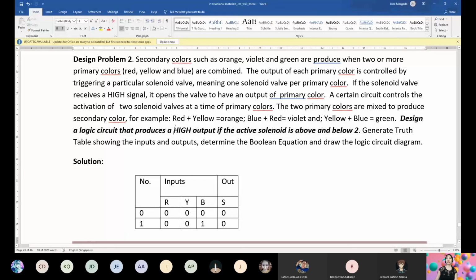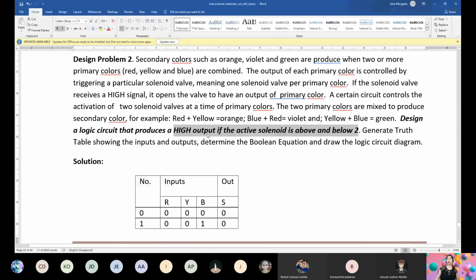So, sabi dito, design a logic circuit that produces a high. Ano na naman tong high na to? Logic? 0 or 1? 1 po. Okay. That produces a logic 1, high output. So, you'll have an output of 1 if the active solenoid is above and below 2. Bakit kaya you have a high output if the active solenoid is above and below 2?